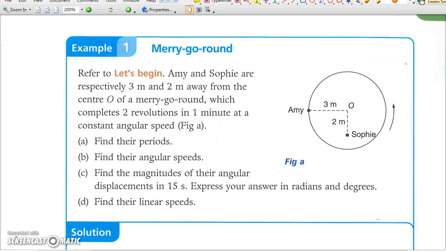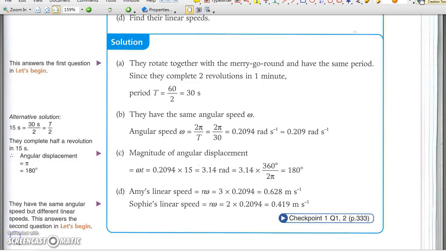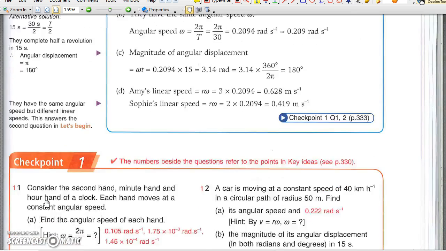Example 1 is a straightforward application of the above formulae. And now please try Checkpoint 1 below.